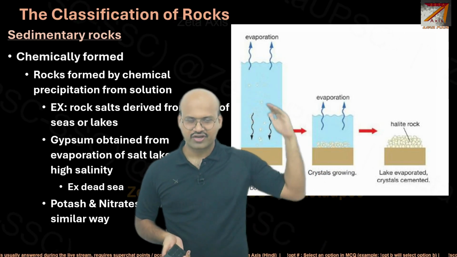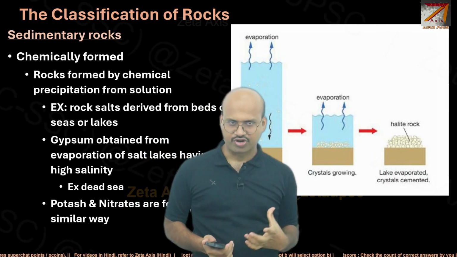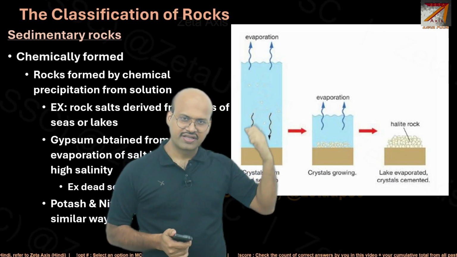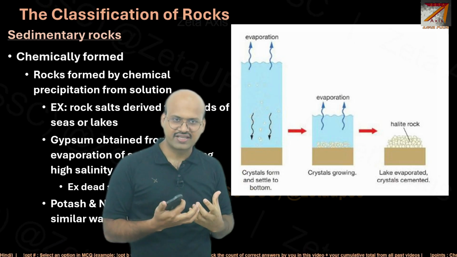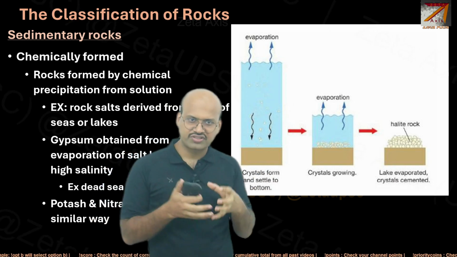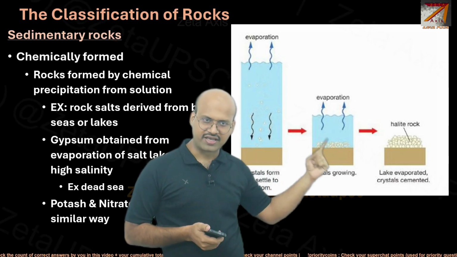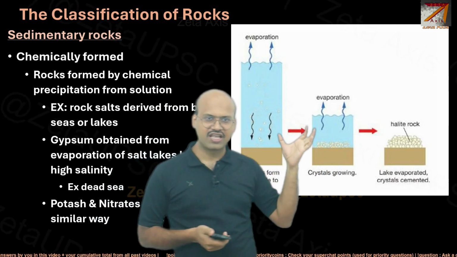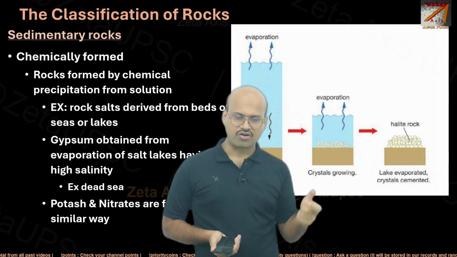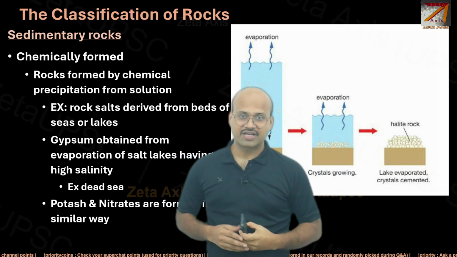Suppose there is a lake, or a very big pond, and now there is evaporation. Because of the evaporation, some of the minerals in that lake water start to become concentrated, and then they start to form crystals. Over time, the water content is falling and the crystals are increasing. There will come a time when the lake water is completely evaporated and there is a very thick layer of these types of rocks. So this is how chemically formed sedimentary rocks can be formed.